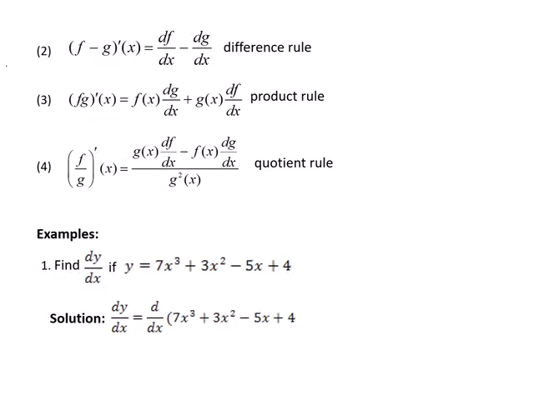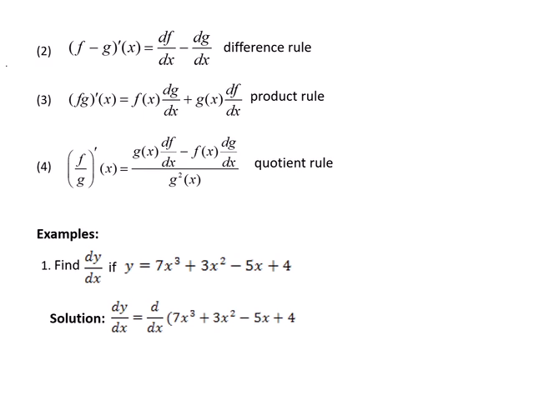Number 2, we have that of difference. (f minus g) prime of s. The difference rule now, we have f prime of s minus g prime of s. That is the difference rule. Then number 3, we have the product rule, (fg) prime of s, and this is how it is formed. We have it as f of s times g prime of s plus g of s times f prime of s. That is the product rule.